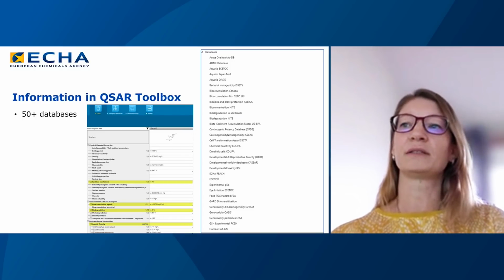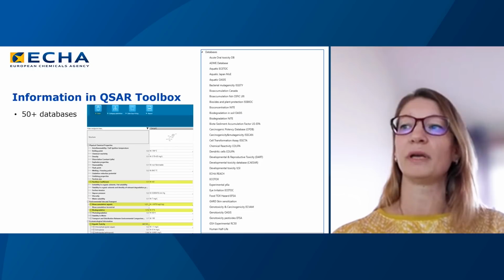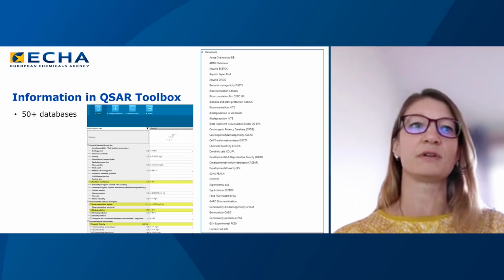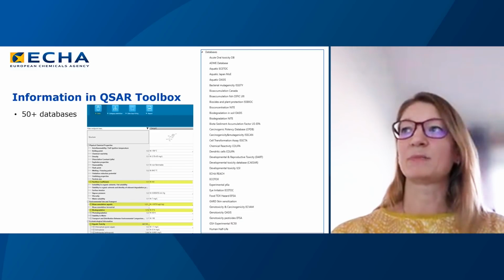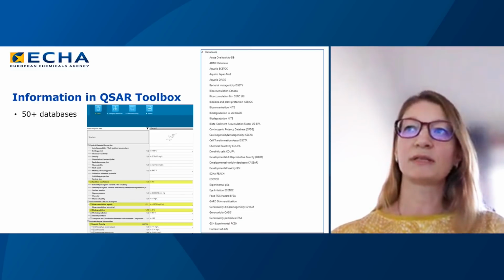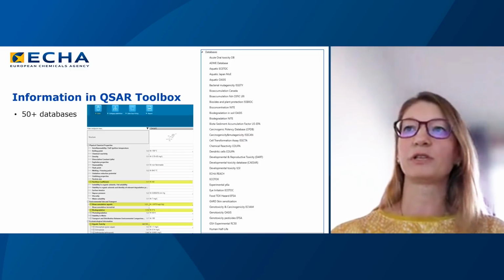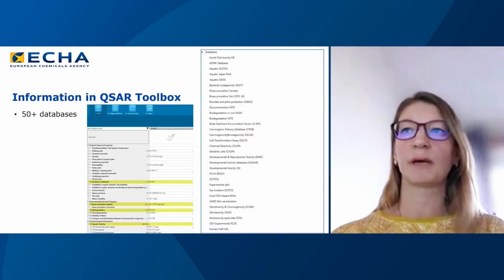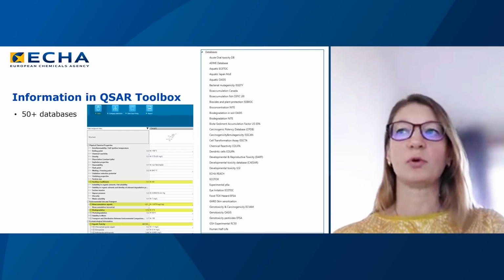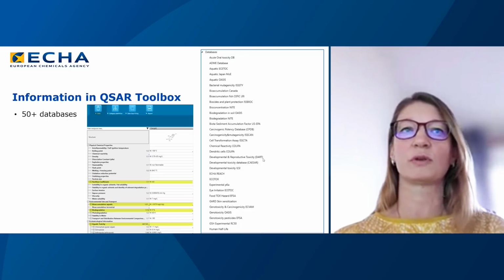Under the module data, we can retrieve available information for the substances we are interested in. Regarding PBT or vPvB assessment, we may, for example, be interested in data on N-octanol water partition coefficient and experimental studies related to bioaccumulation and biodegradation. Among the databases is also the ECHA REACH database, which contains the non-confidential information from REACH registration dossiers.